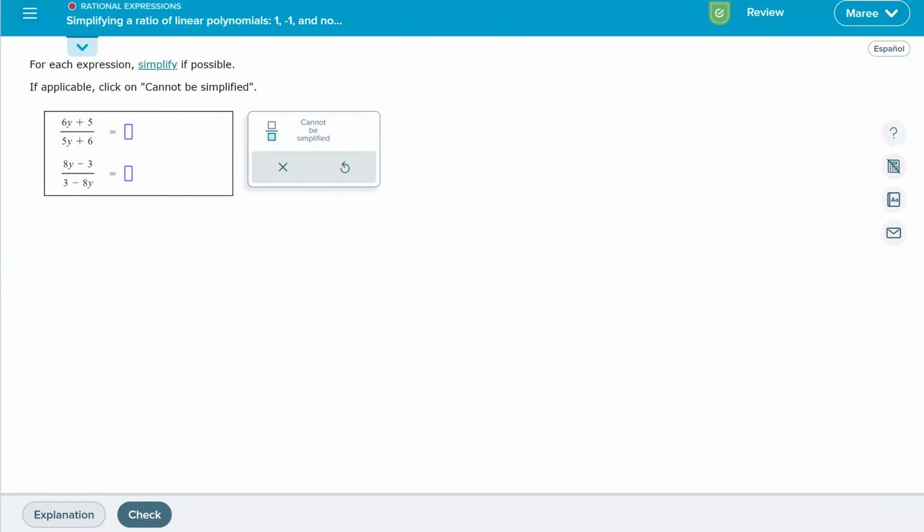This lesson is called Simplifying the Ratio of Linear Polynomials. 1, -1, and no simplification. What that means is it's either going to simplify to 1 or to -1, or we're not going to be able to simplify it at all.